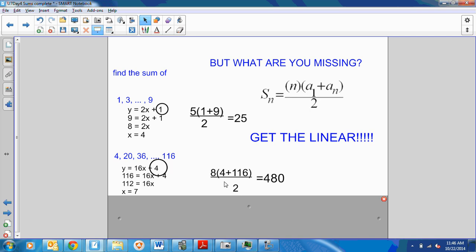4 plus 16 is first and last, divided by 2, it's 480. So that's what you have to do. And it might get a little more complicated to say, oh, okay, maybe this is a sub 6, and maybe this is a sub 42. We'll have the spacing for that, but you can still do that same process. So that's how to find an arithmetic sum when you're missing the number of terms.